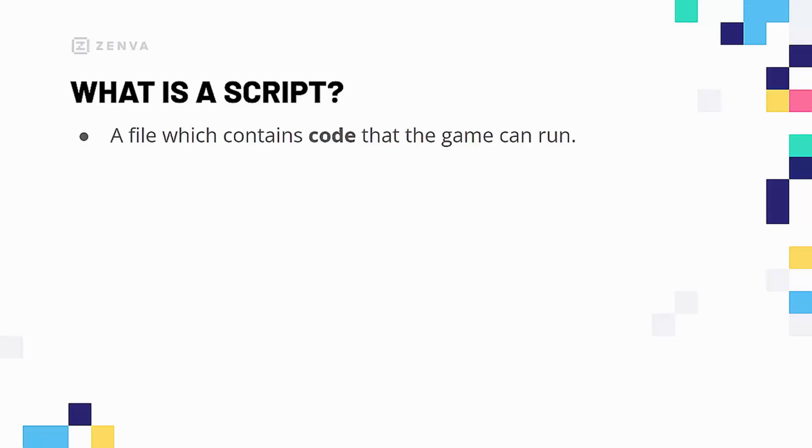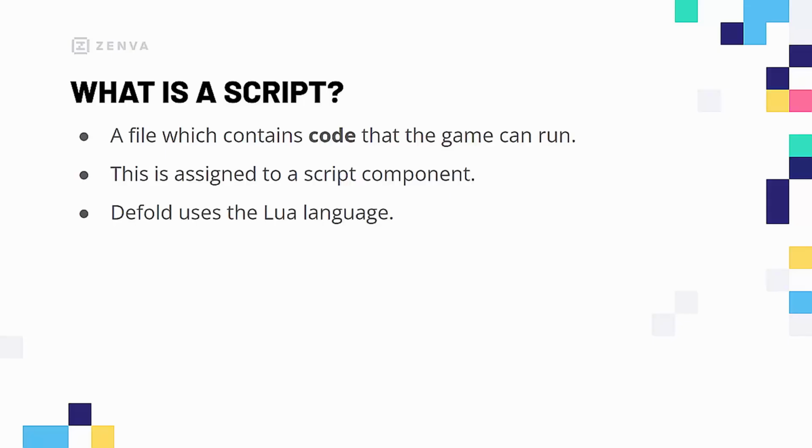We'll be stuffing all of that into a file, which is known as a script, and a script can then be attached to a game object via a script component, okay? This is a component we can add similar to a sprite or a collider, and we can assign that script file to that component to then run that code for that game object.